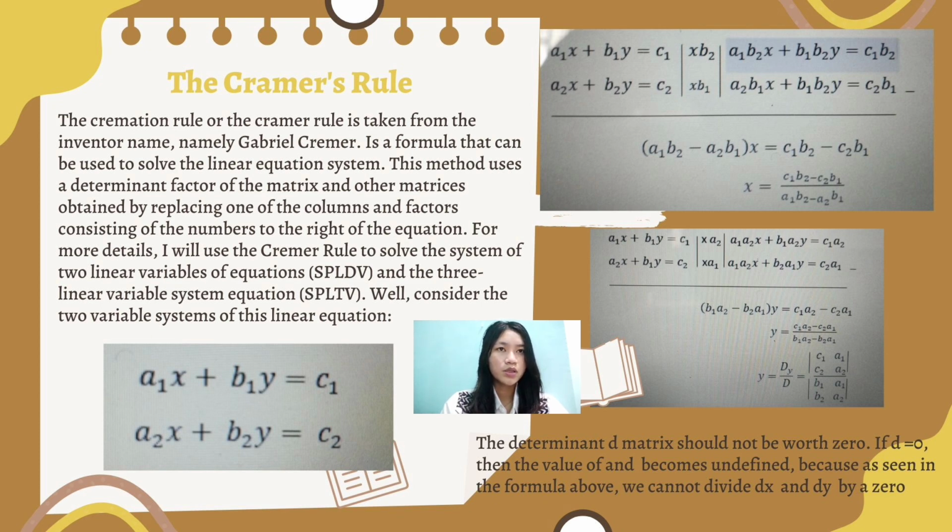Well, consider the two-variable system of linear equations: A1 x plus B1 y equals C1, and A2 x plus B2 y equals C2. Using the elimination method, the values will be obtained as follows. Okay, the example picture.